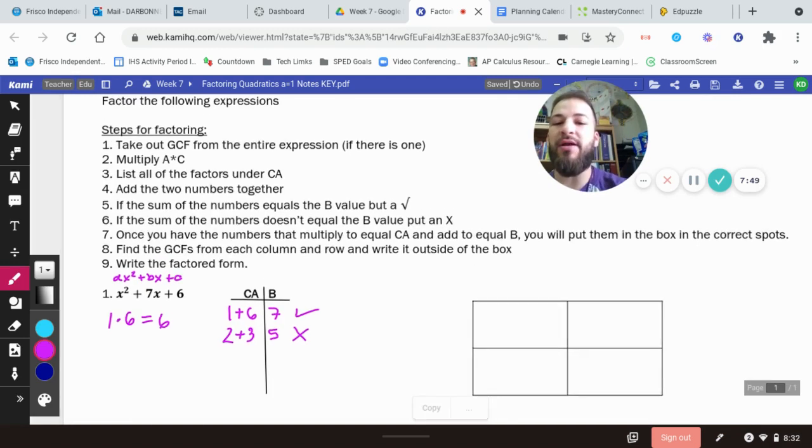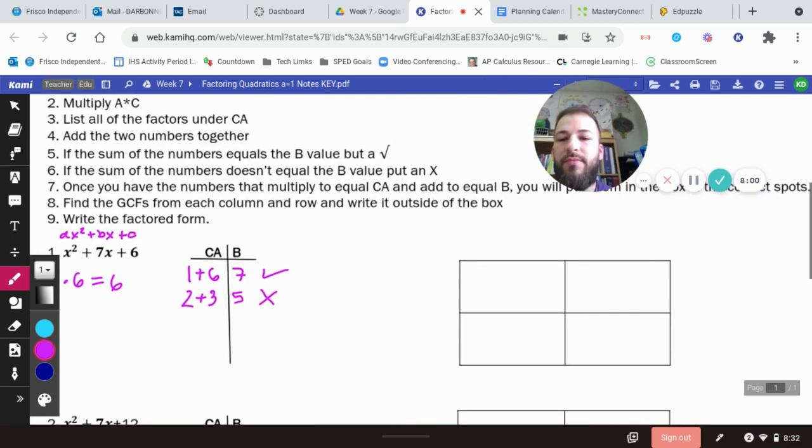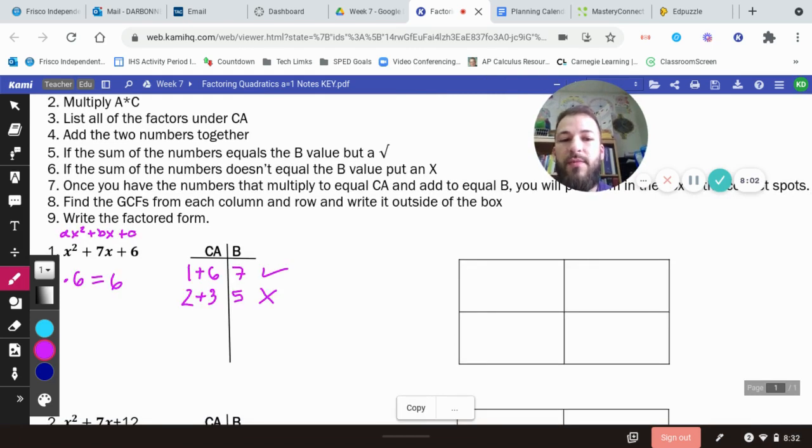Okay, so this is the key part. This is how we take our CAB method and move it over to the box method. Over in our box, if you remember, our box method is how we multiply binomials, do our double distribution. So now we're using the box method to go the other way. We're actually splitting up our quadratic equation into two binomials, into two factors.